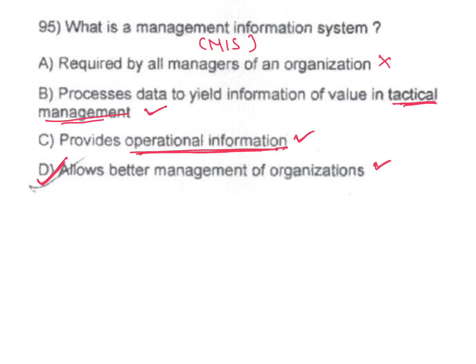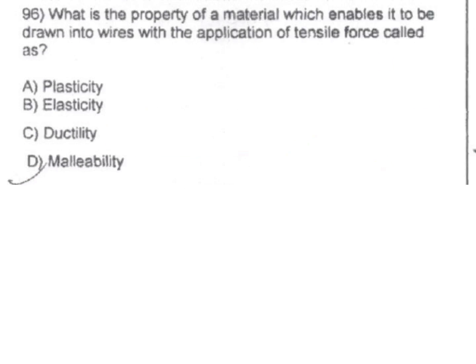What is the property of a material which enables it to be drawn into wires with the application of tensile forces? Is called as ductility. Ductility for tensile force. Malleability for compressive force. Malleability for sheets. Sheet preparation. Ductility for rod preparation. Rods or wires.